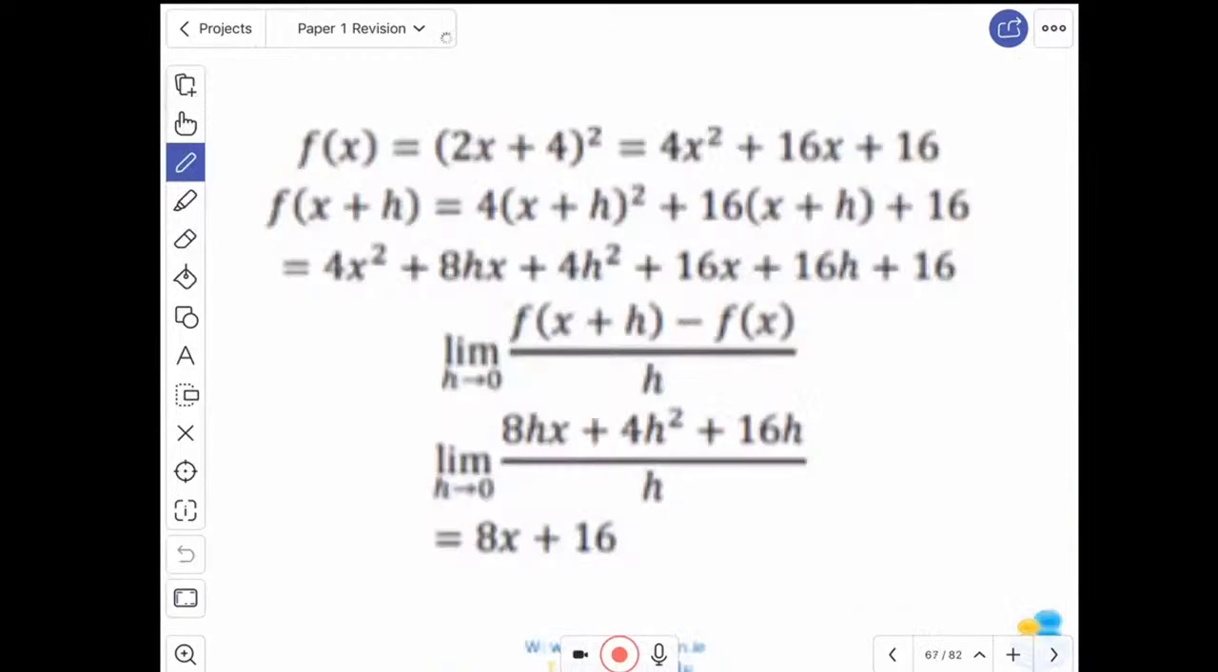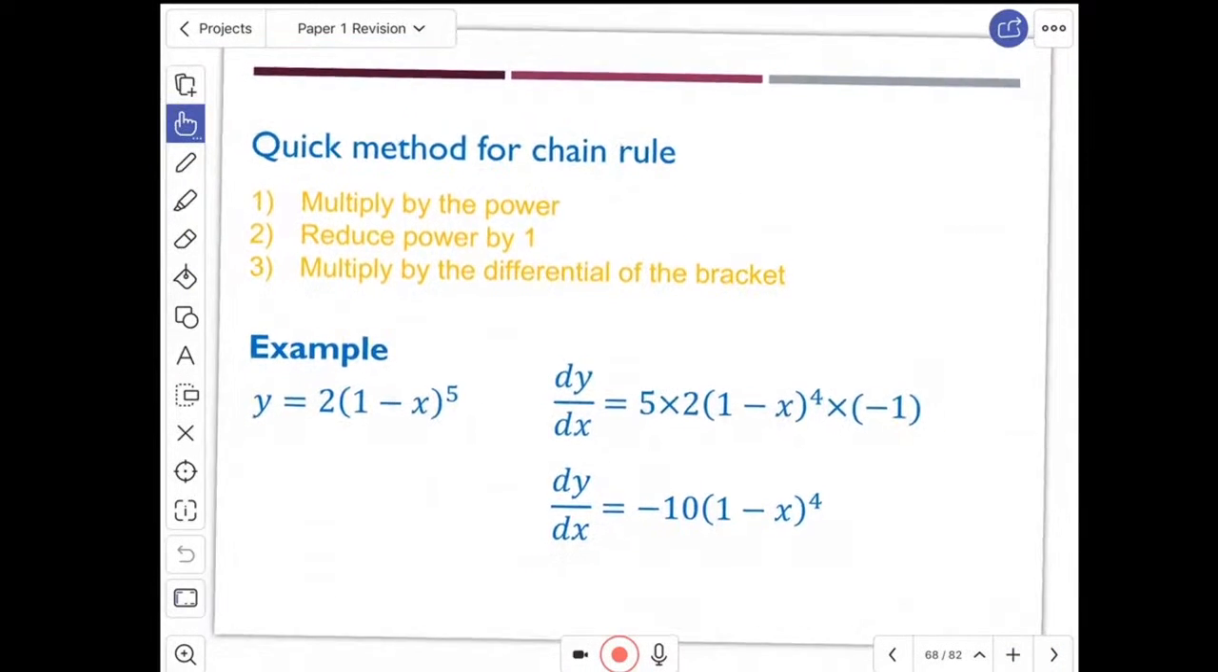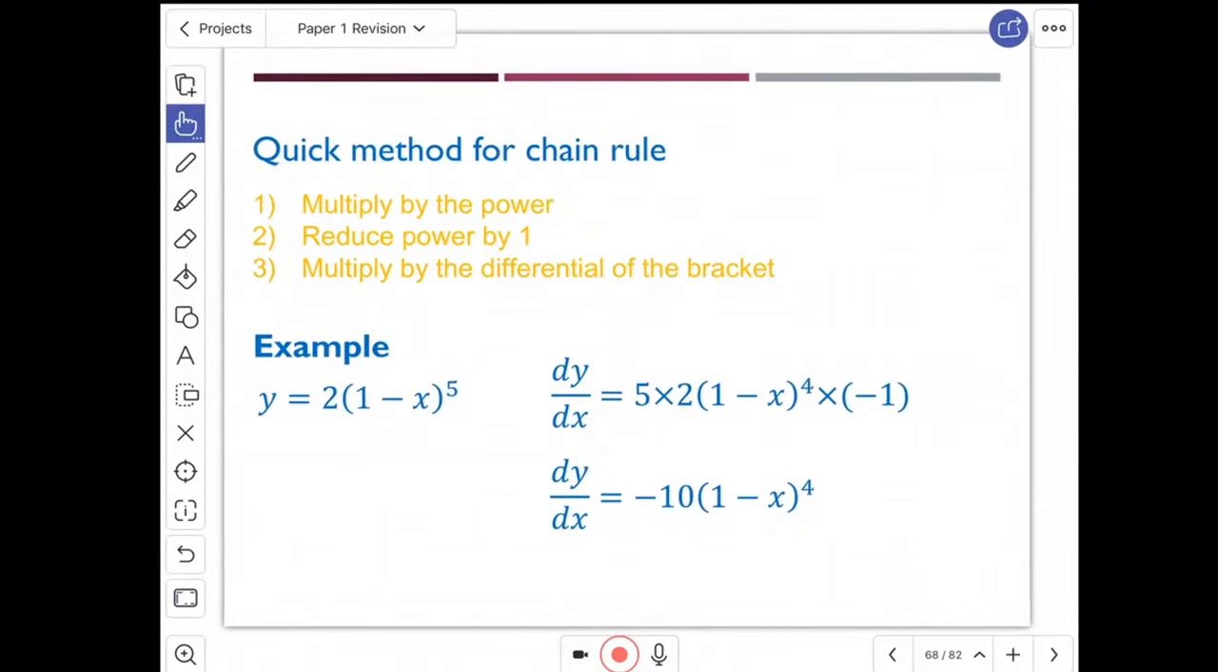Okay. Couple of other short things I just want to show you guys. I know we're nearly done for today, is our chain rule. So again, for anyone who is starting to revise differentiation, it's important to remember that some of this stuff is in your formula tables.